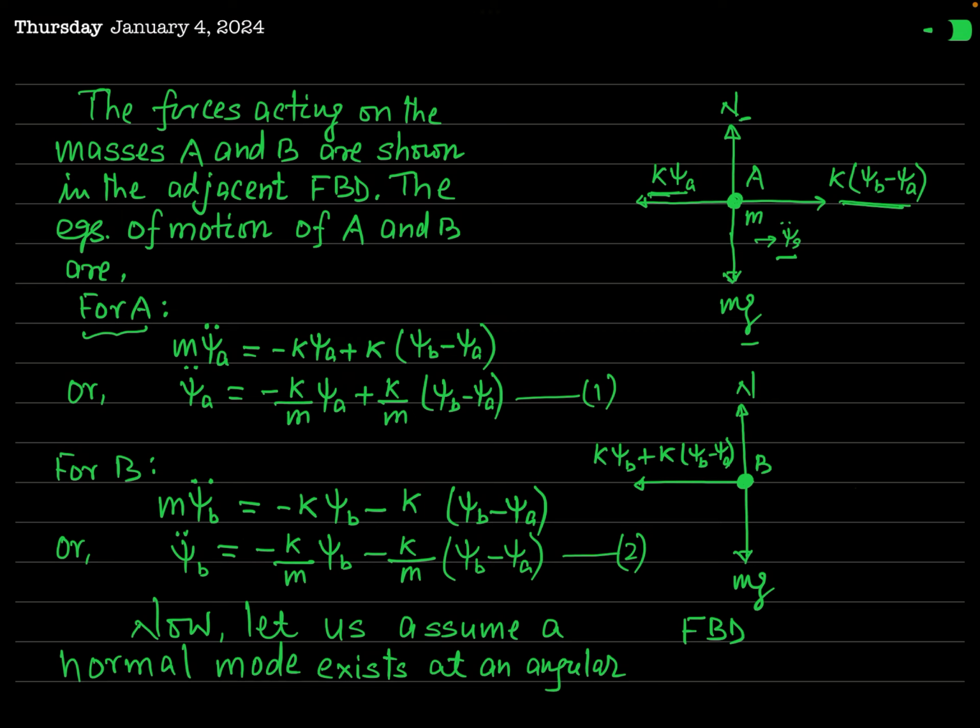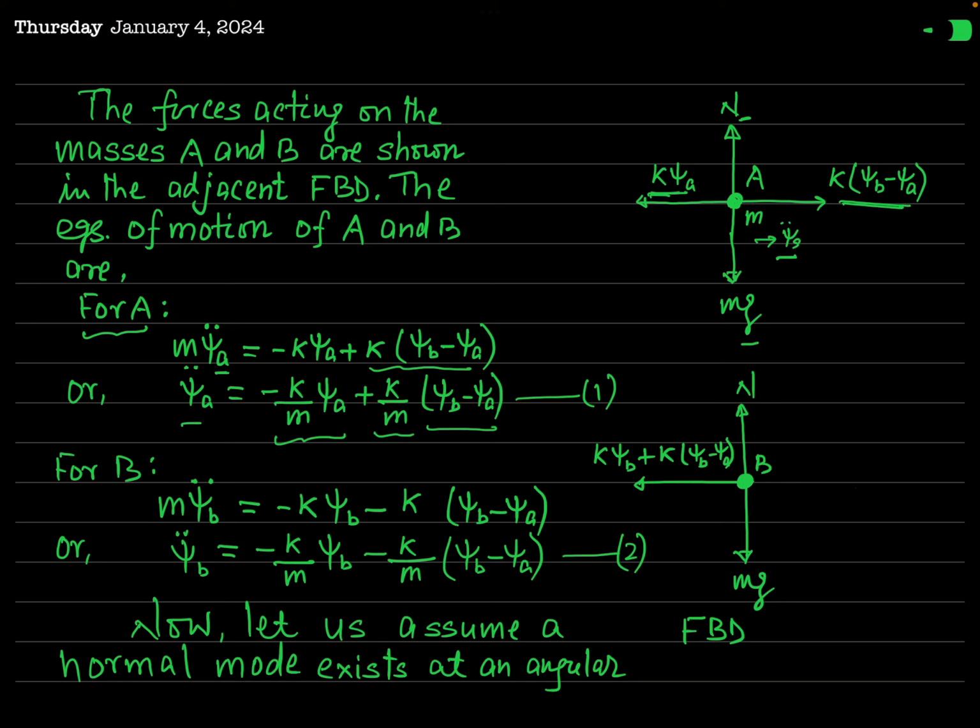You can see I have written here the equation of motion for A like this. This is mass times acceleration of A, which is psi A double dot, equal to k times (psi B minus psi A) minus k psi A. And so you can write psi A double dot equal to minus k over m times psi A plus k over m times (psi B minus psi A). This is the equation of motion of system A, or you can say block A.